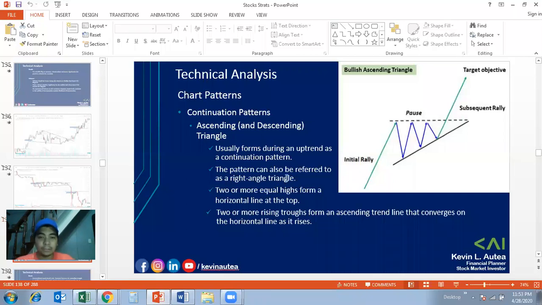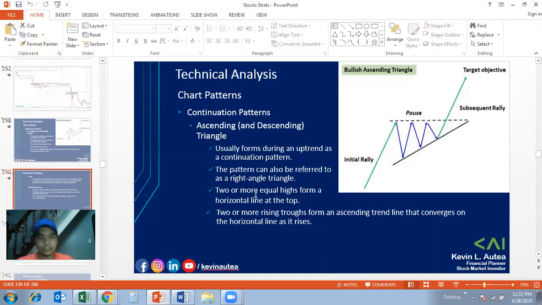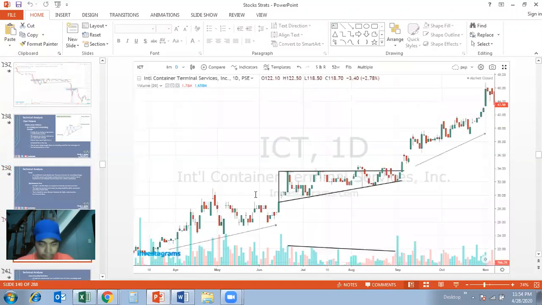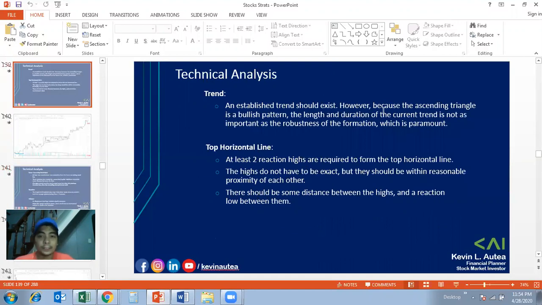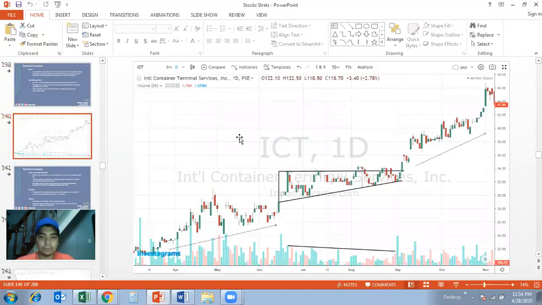The pattern can also be referred to as a right angle: two or more equal highs form a horizontal line at the top, and two or more rising lows form an ascending trend line that converges on the horizontal line as it rises. So I'll give you an example. For the trend, an established trend should exist at this point.